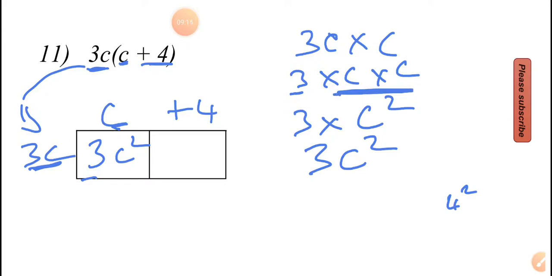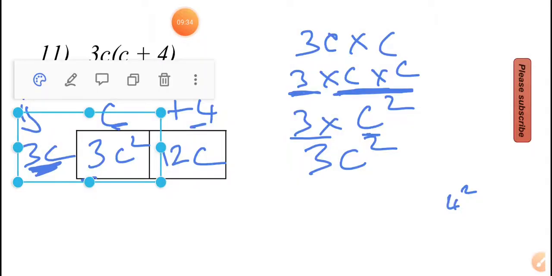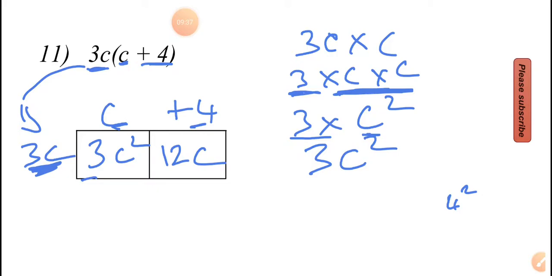So hopefully you can see that c times c is c squared, and then this bit here, the 3 times, just gets copied down here, and obviously we don't need the times sign, so just 3c squared. And finally here, 3c times 4 is going to be 12c. So the final answer is 3c squared from here, and then plus 12c from there.